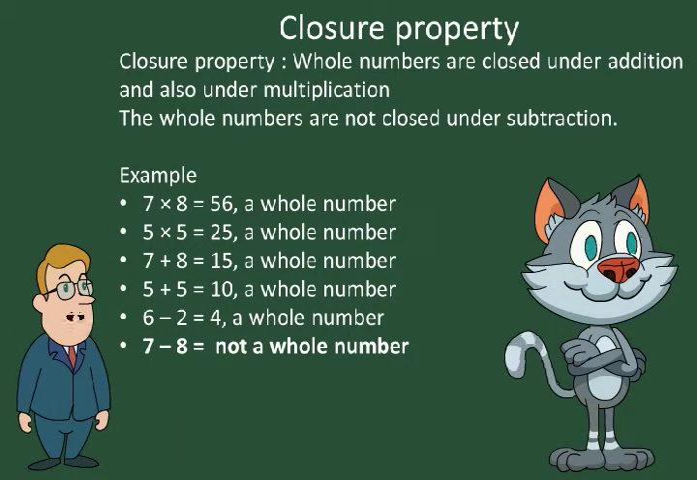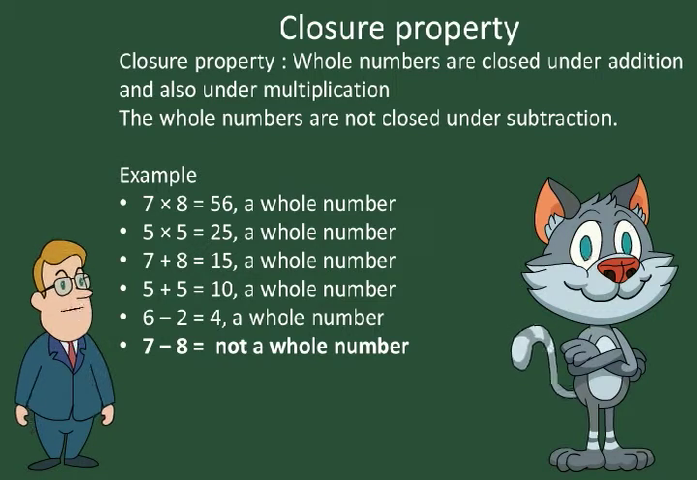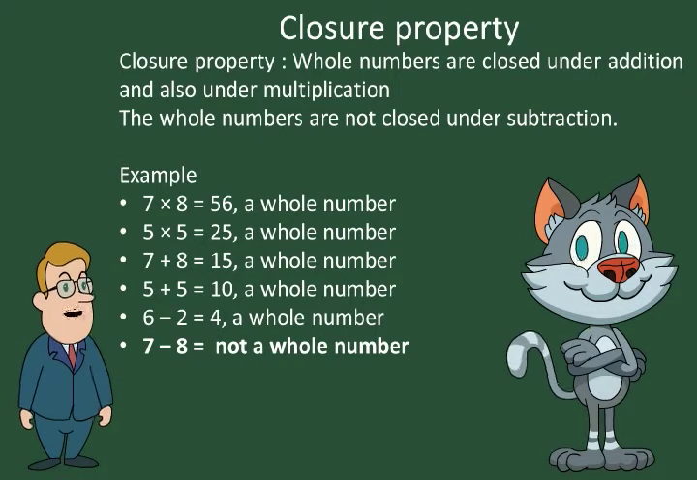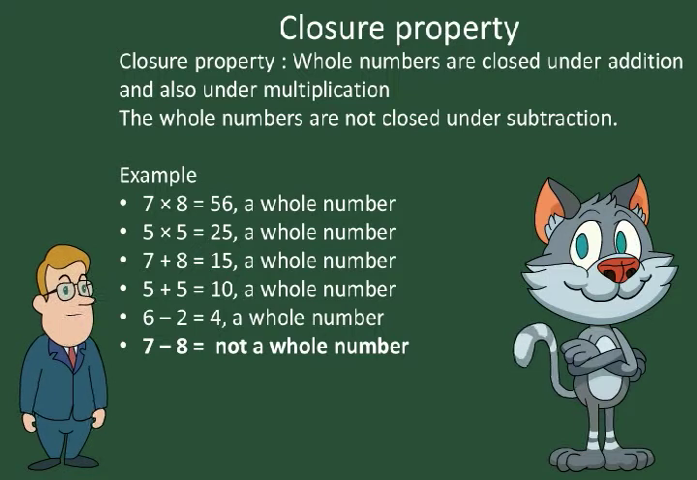Closure property. Whole numbers are closed under addition and also under multiplication. This means when you add or multiply two whole numbers, you get a whole number. 7 into 8 equals 56, a whole number. 5 into 5 equals 25, a whole number. 7 plus 8 equals 15, a whole number. 5 plus 5 equals 10, a whole number. 6 minus 2 equals 4, a whole number. 7 minus 8 is not a whole number.